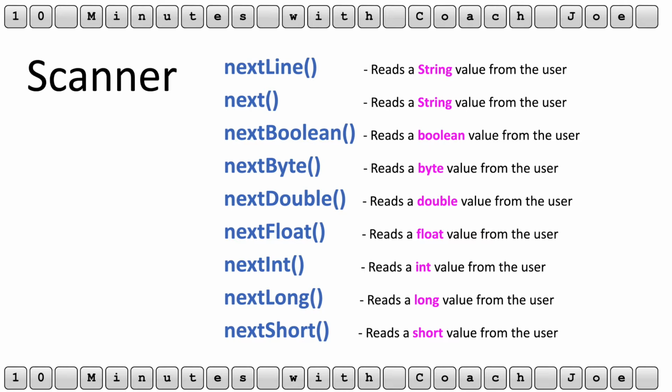Here are a few methods used to collect user input from the Scanner class. The first method is the most common, nextLine. This will return one line of string data value from the user. Let's take a look at this in code.